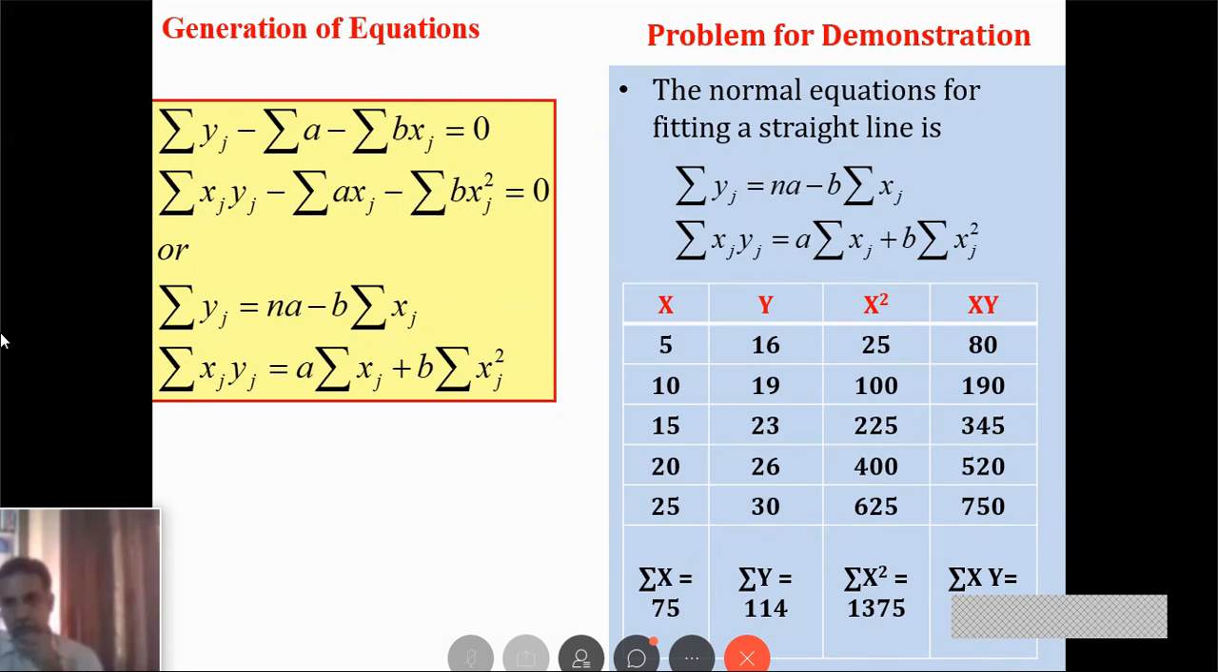X squared will be 25 plus 100 plus 25 plus 400, and so on. The x squared values are 25, 100, 625, 400 and so on. Then x into y: 10 into 90, 50 into 45, the multiplication of these two, and 25 into 30 gives that. Likewise, the sum of all the x squared is 1,375. So sigma x squared, sigma xj and sigma yj are picked up from here, and sigma xj yj is picked up here. Let's see what is there in the next slide.